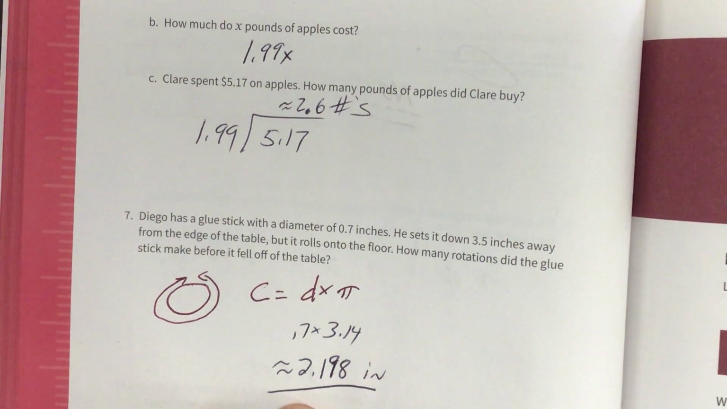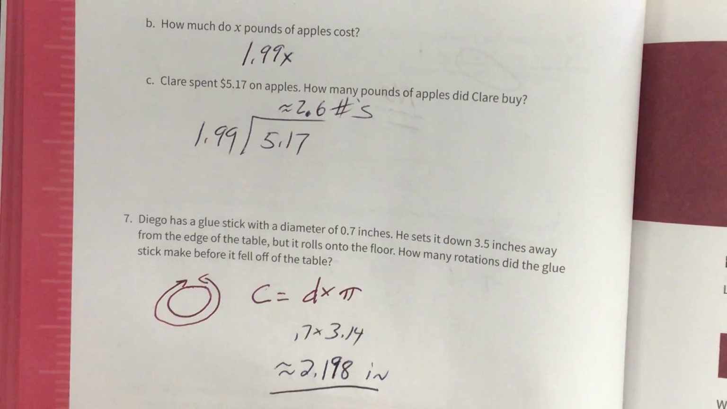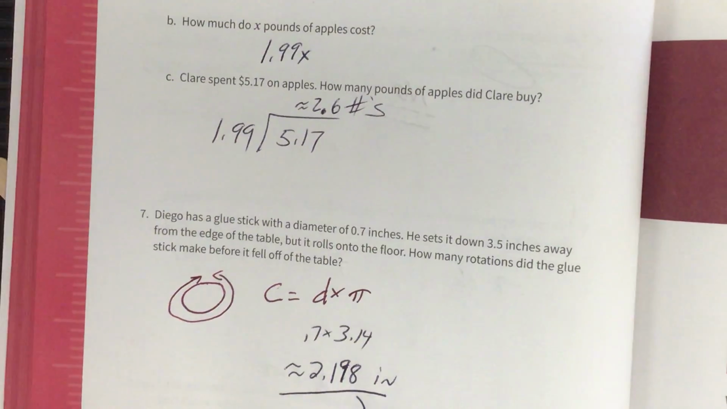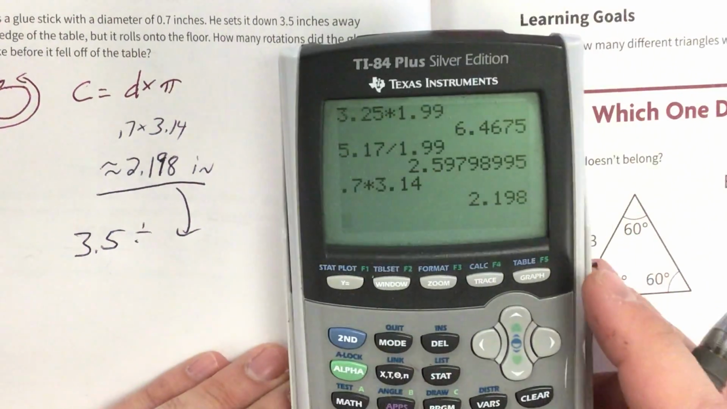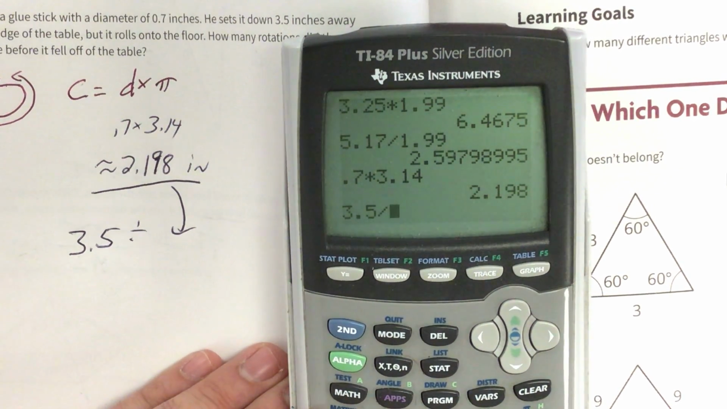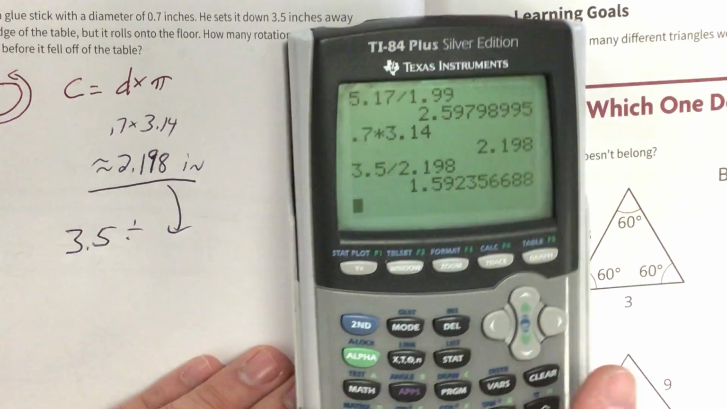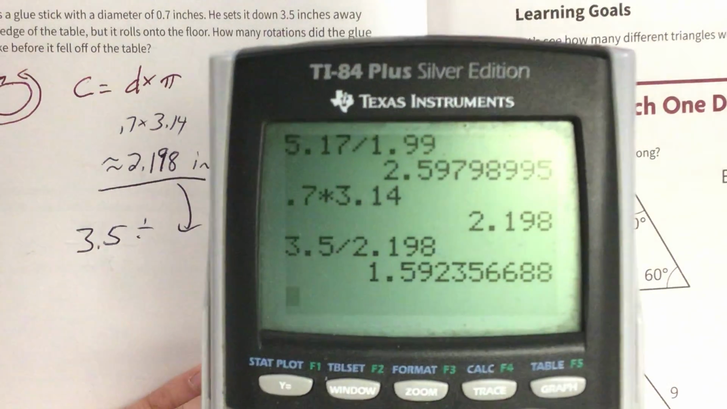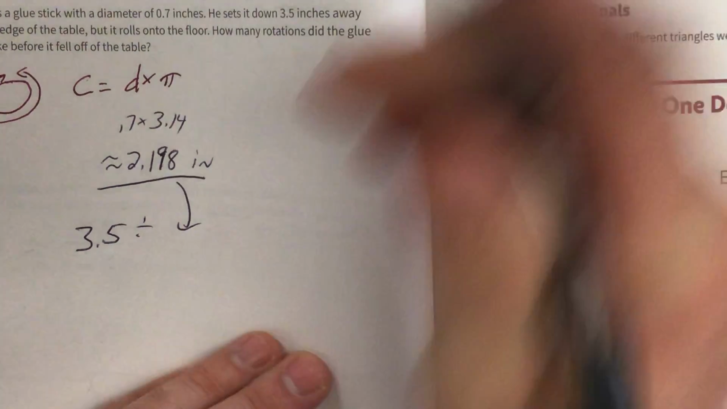All right, so how many times does it roll? Well, 3.5 inches away divided by this number that I just got. Anybody round that to 2.2? No. Nobody. Everybody used 2.198? Oh, nice. That was easy. About 1.6 rotations. I'm good with that.